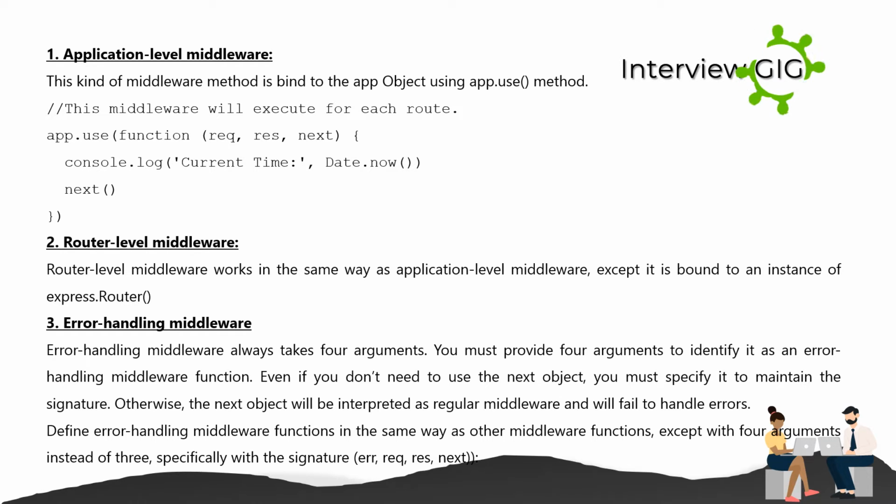3. Error handling middleware. Error handling middleware always takes 4 arguments. You must provide 4 arguments to identify it as an error handling middleware function. Even if you don't need to use the next object, you must specify it to maintain the signature. Otherwise, the next object will be interpreted as regular middleware and will fail to handle errors. Define error handling middleware functions in the same way as other middleware functions, except with 4 arguments instead of 3, specifically with the signature (err, req, res, next).